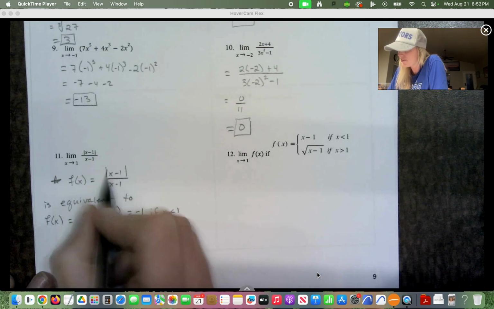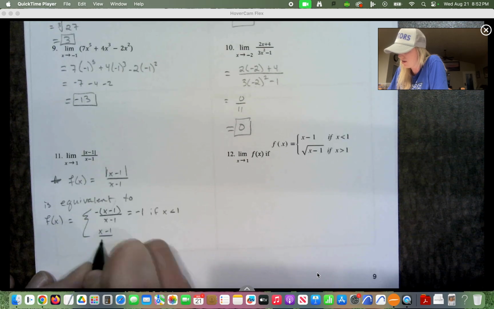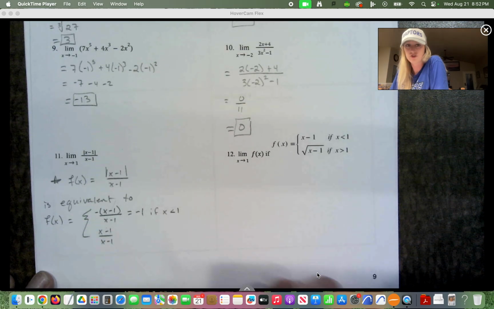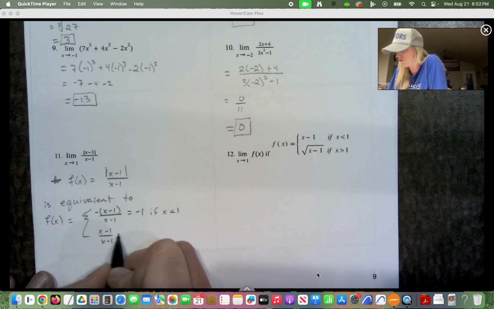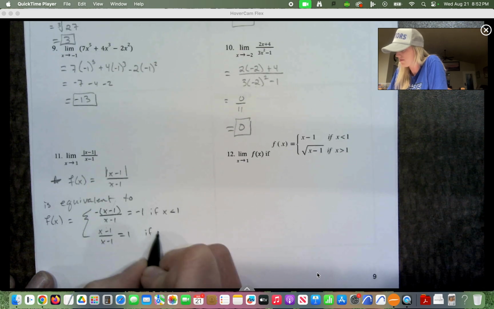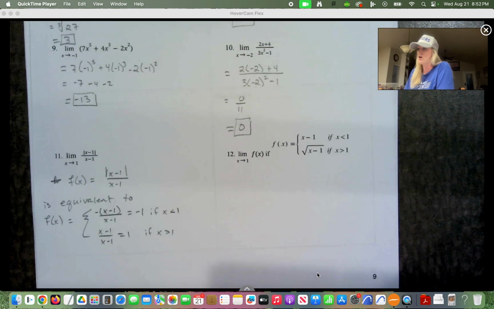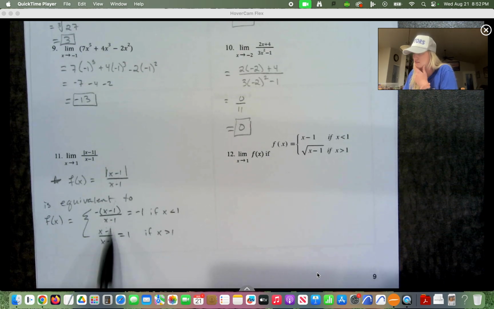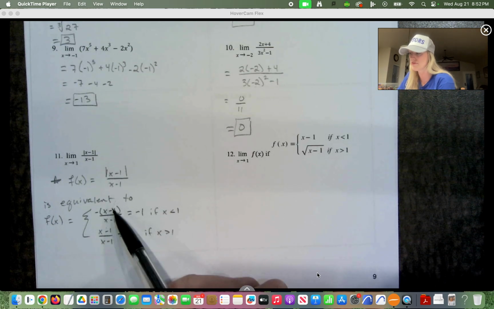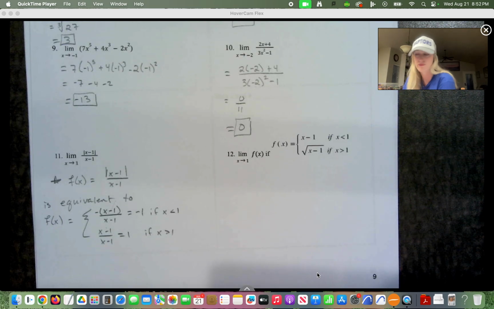So then it's the positive version, same thing. Well, that's just that thing divided by itself, which is +1, and that happens if x is greater than 1. Okay, so here's my two pieces. So this is just good to know that this is another way to define absolute values, a negative of that expression and a positive of that expression. These ones simplify nicely to just -1 and 1, okay?